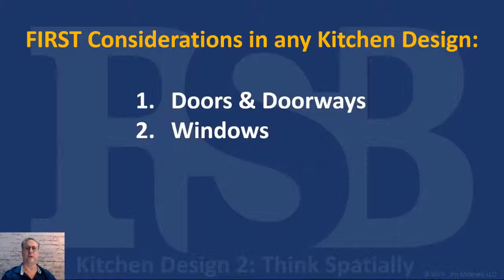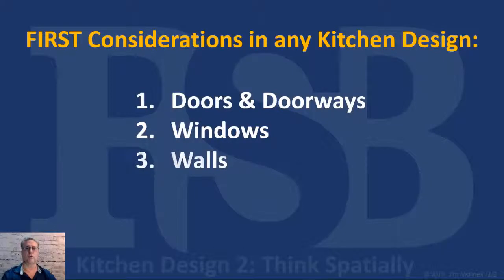On the other hand, if you want to add a window or enlarge a window, generally that's very easy to do and not extensively costly. But together, doors and windows tell you where the people are coming and going and where the light and the fresh air is coming from. So those are important. And then the walls.